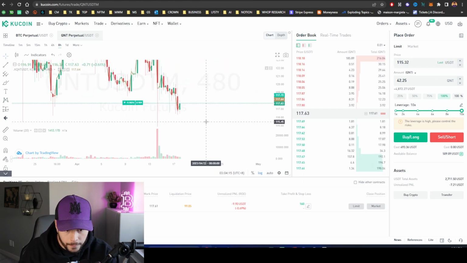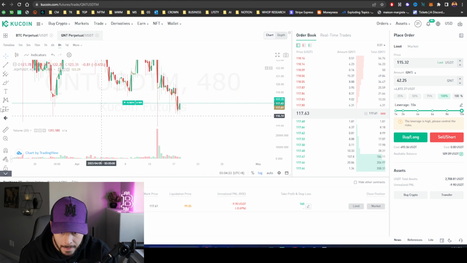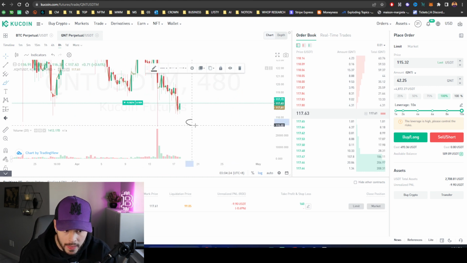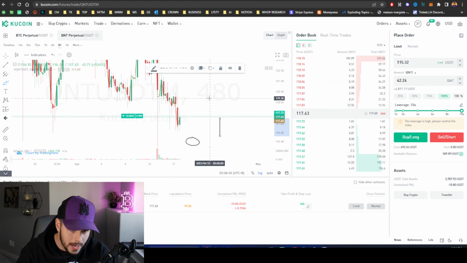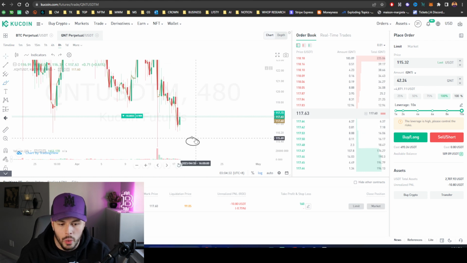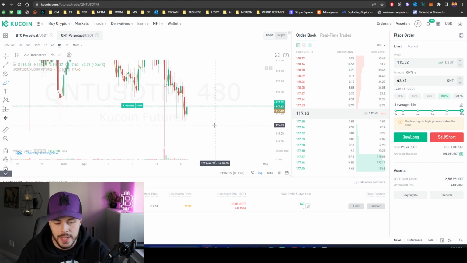If quant fell in this example to 115.32, my long would trigger, right? My long would trigger right over there, boom, and then I'm counting on that going up from there. If it continues down, you might hit your liquidation or you might hit your stop loss and your take profit.